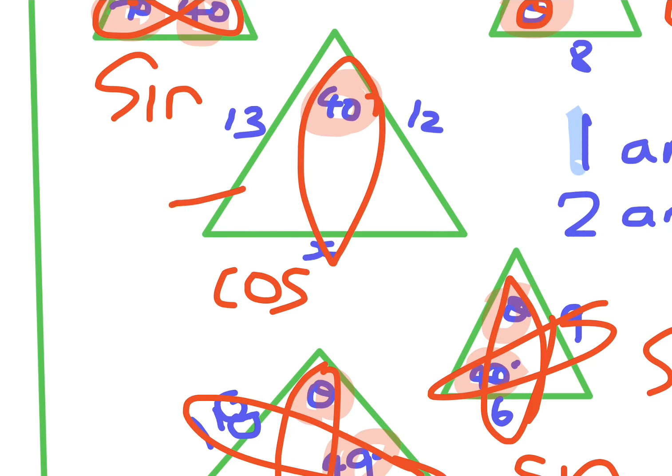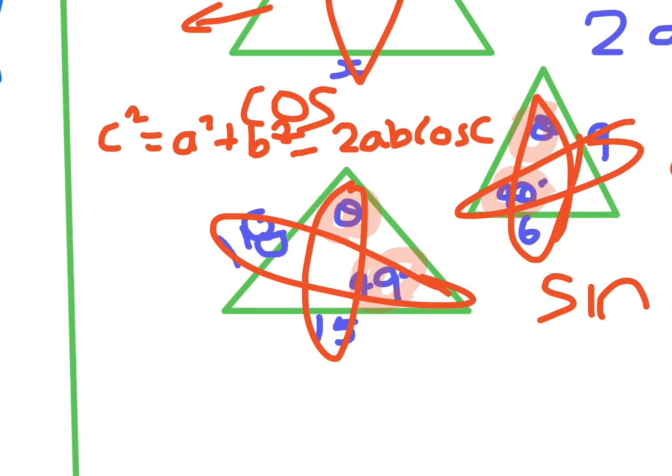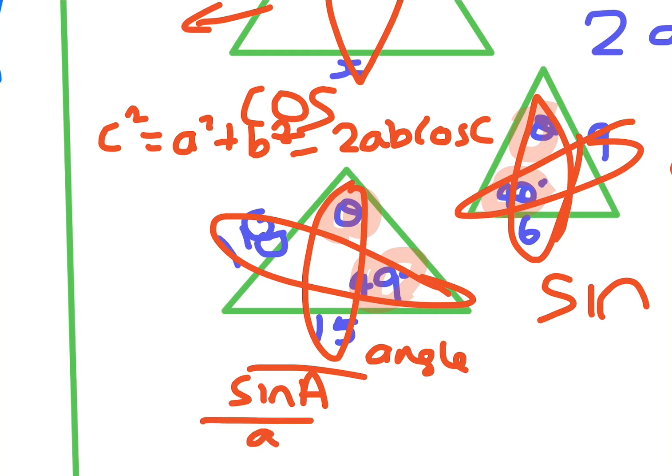This one here is the cos rule. It's finding a side. So C squared is A squared plus B squared minus 2AB cos C. That's that rule. This one's the sine and it's an angle. So when it's an angle, the angle must be on top. So it's sine A on A equals sine B on B.